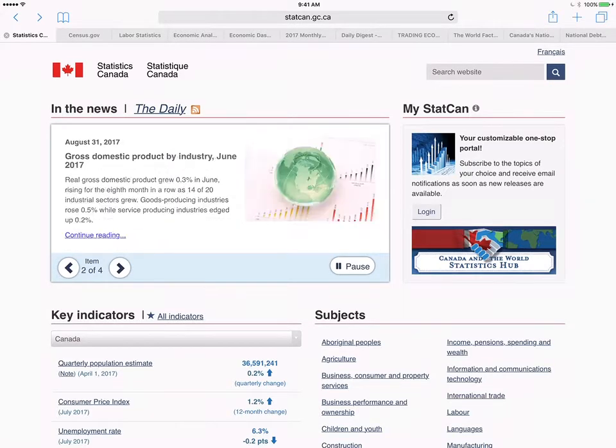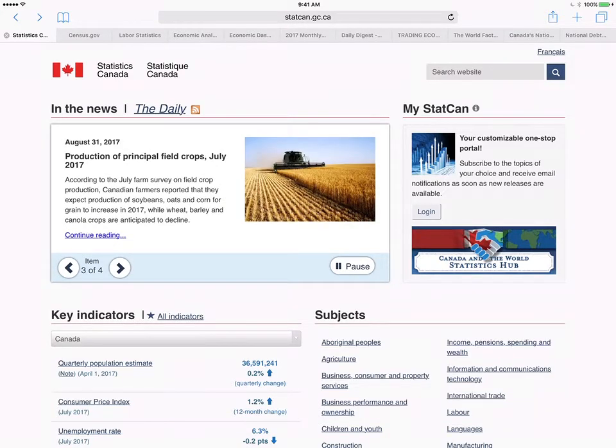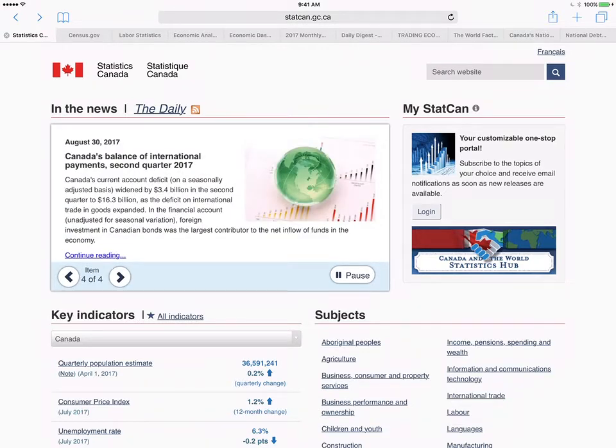How do you find economic data? Well, there's a number of sources to help you find information about Canada, Alberta, the US, and even other countries. The best place to find economic data is from the source. So if you're looking for Canadian data, you want to get it from the Canadian government. If you are looking for US data, you want to go to the US government, and so on. So let's take a look at some of the websites where you can get information.